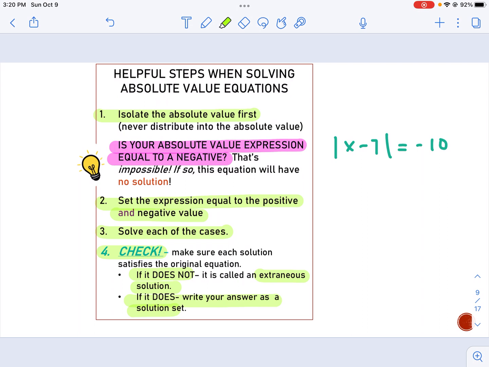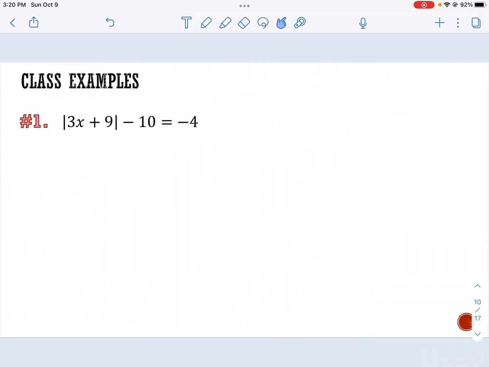All right? So these are all on your notes on the right-hand side, so you can reference them as we're looking through some of these problems. Let's take a look at our first harder example. Over here, we have the absolute value of 3x plus 9, minus 10, equals -4.